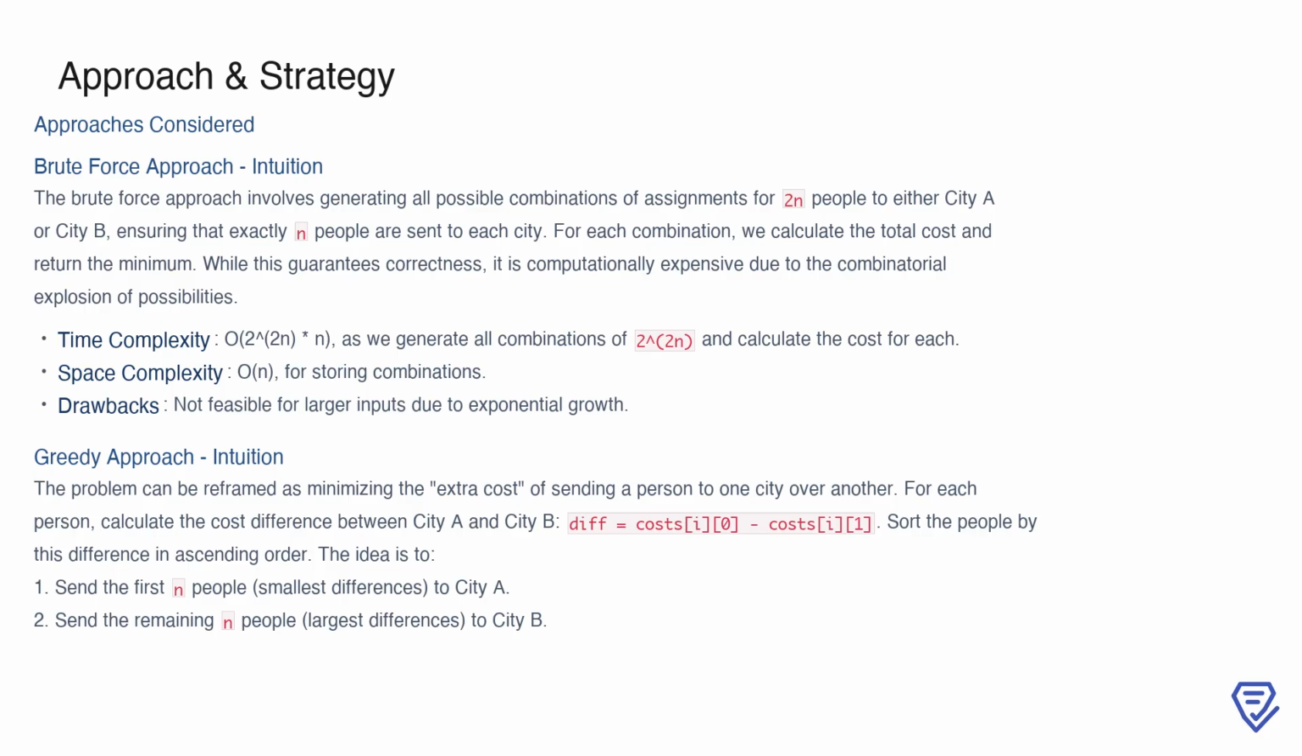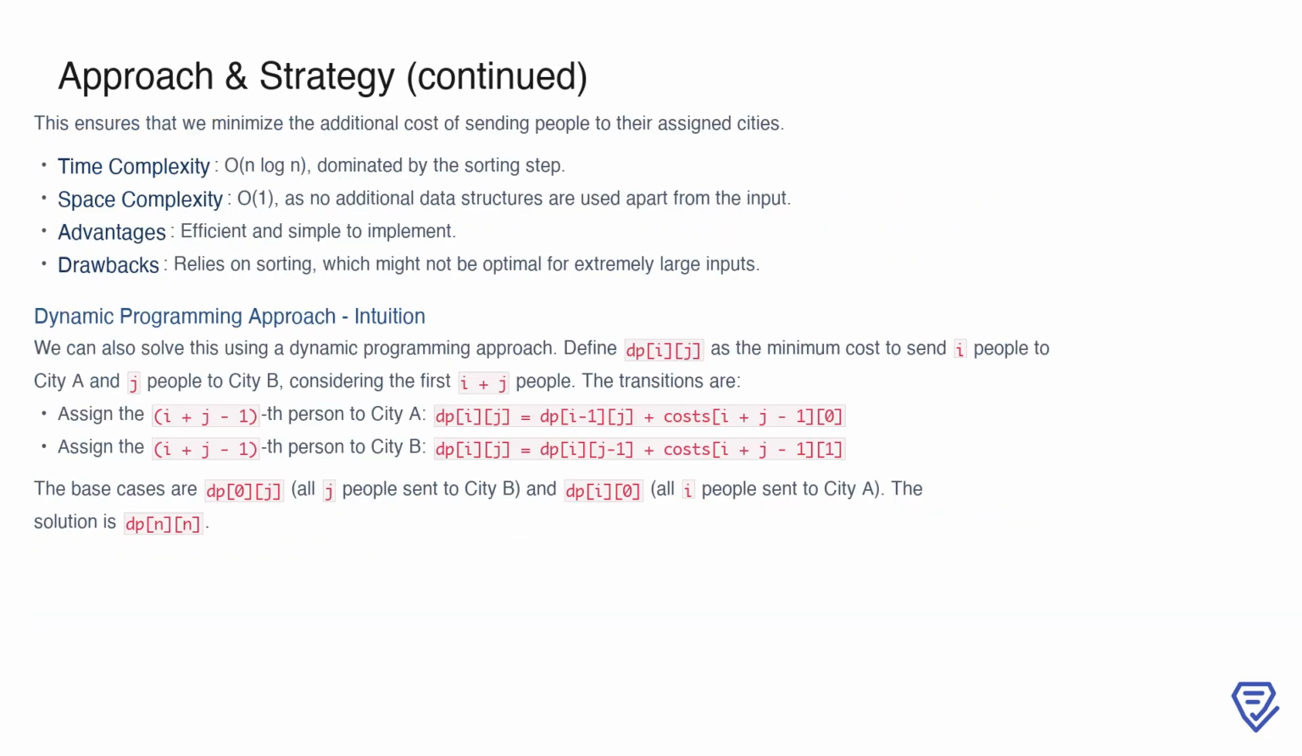By sorting all people based on this difference in ascending order, we can assign the first n people, with the smallest differences, to city A and the remaining n people to city B, minimizing the additional cost incurred by these assignments. This greedy strategy works because sorting by the cost difference ensures that we send the individuals with the least additional cost to their respective cities.